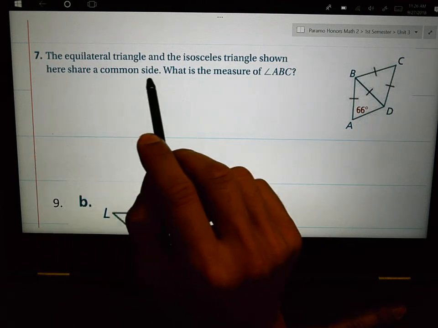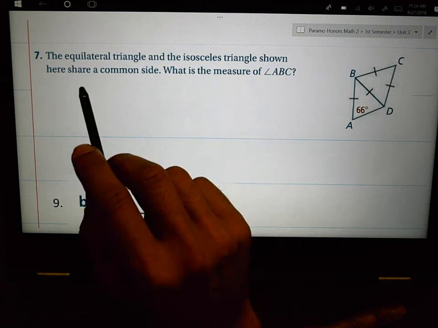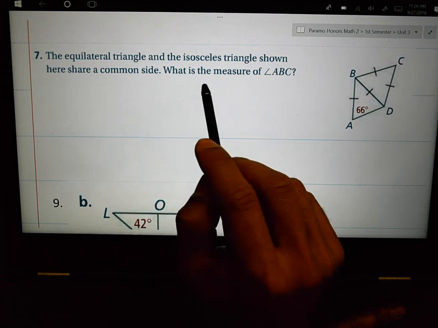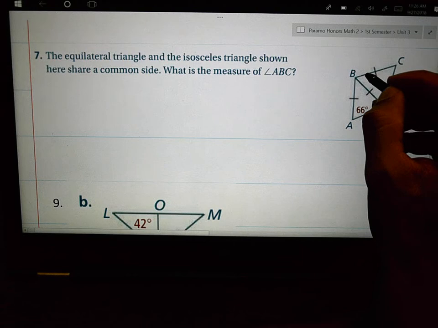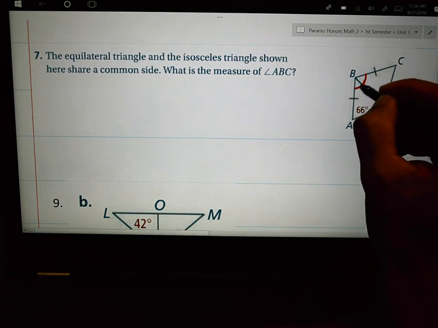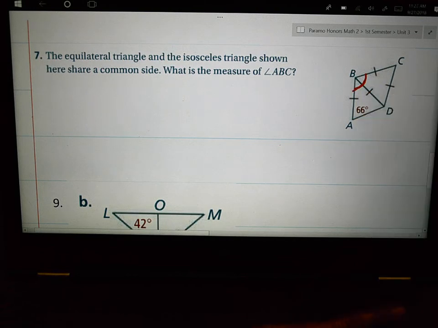The equilateral triangle and the isosceles triangle shown here share a common side. What is the measure of angle ABC? A, then B, then C. They're asking for the big angle. You're going to have to use the two facts above to figure this out.